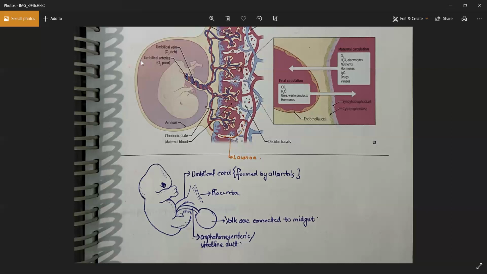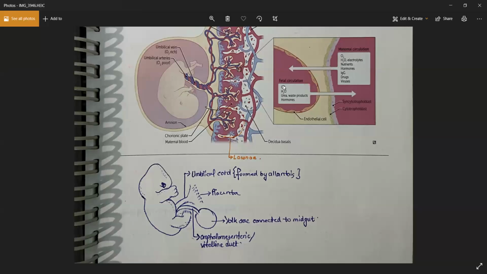Does anyone know which arteries these umbilical arteries are branches of? Internal iliacs, exactly. They are branches of the internal iliac artery. So branches of the internal iliac artery form the two umbilical arteries. These blue ones that you see are the umbilical arteries, and they supply the deoxygenated blood here. From there, the umbilical vein will originate, supplying all the oxygen-rich blood to the fetal circulation. Is that okay?